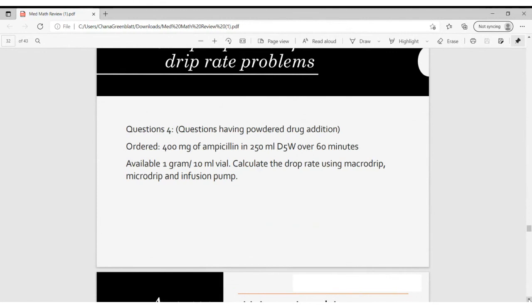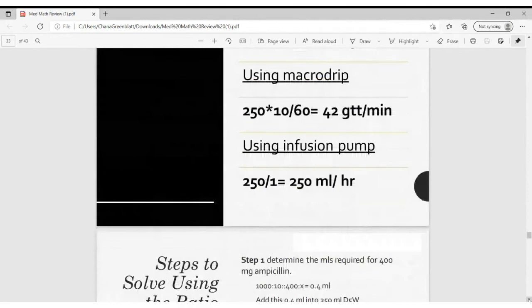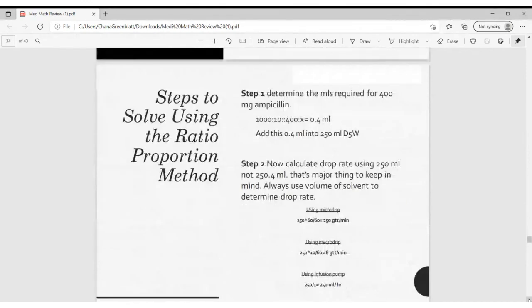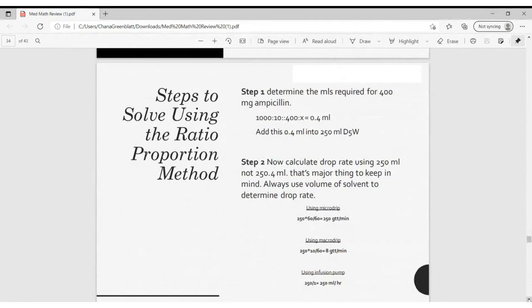So here we have 400 milligrams of ampicillin. That's my order. And they want me to dilute my ampicillin in 250 ml and to have it go over 60 minutes. And we would follow the same calculation. Because here the quantity is so small, it's 0.4 ml, the question has determined that that volume is not, and it hasn't made it 251. It's rounded down here. So that total volume would stay the same.